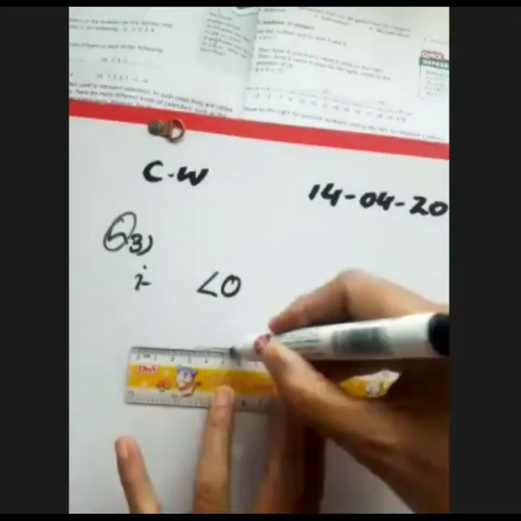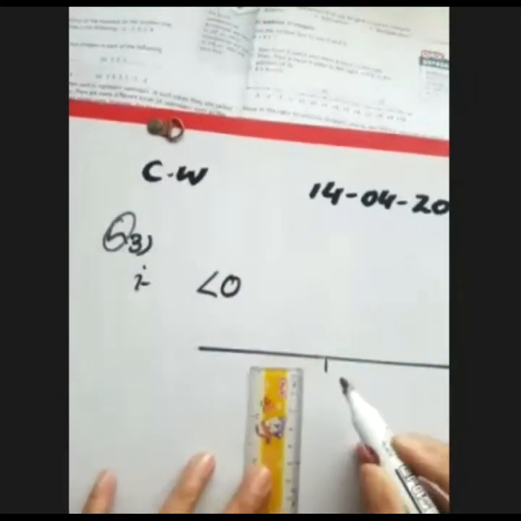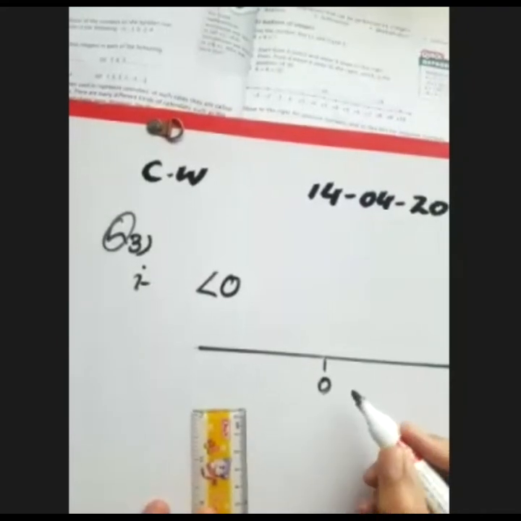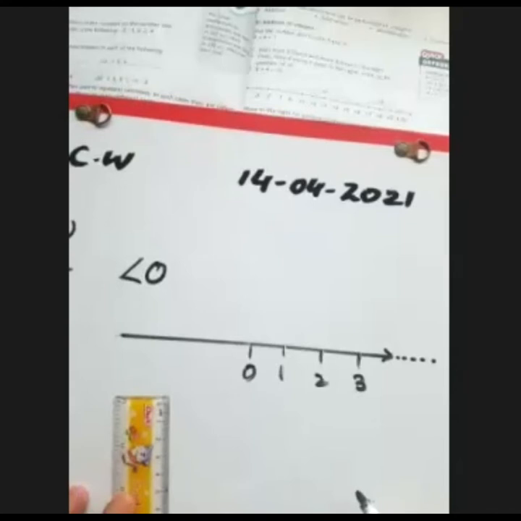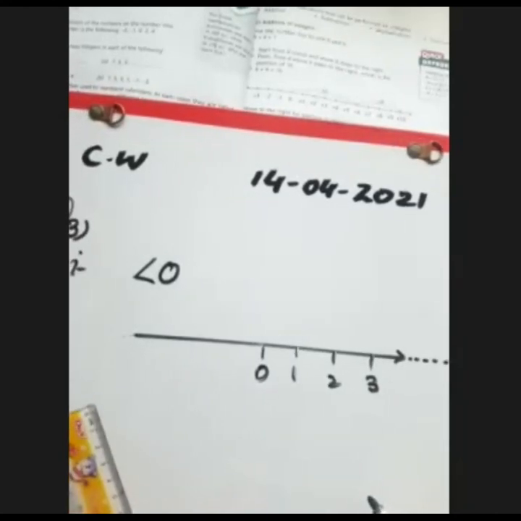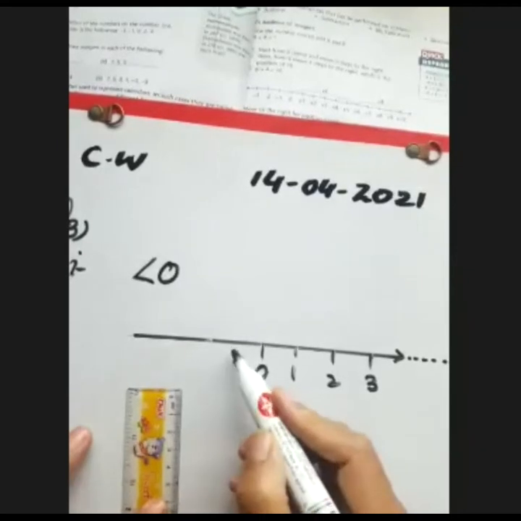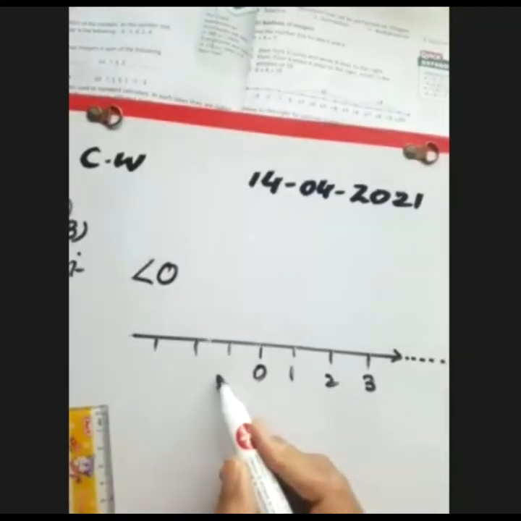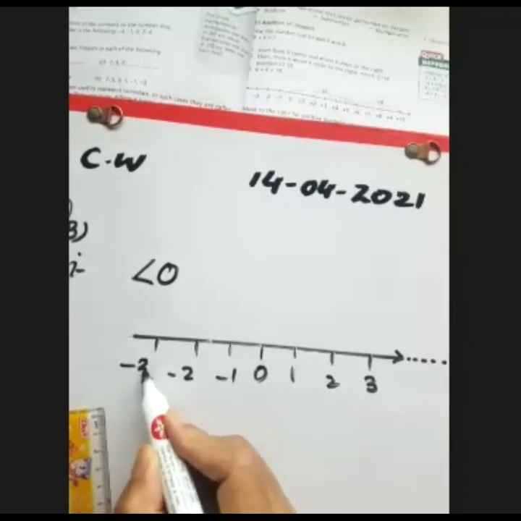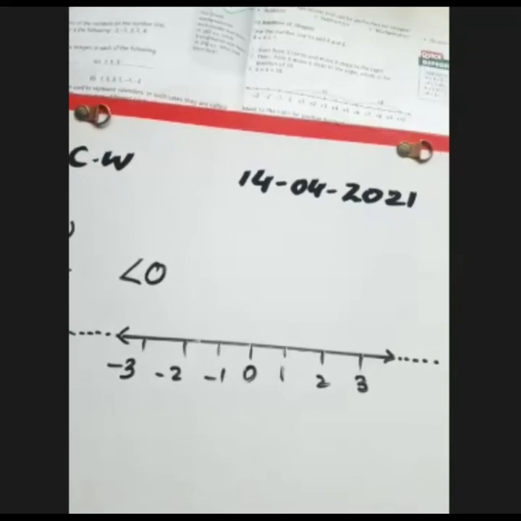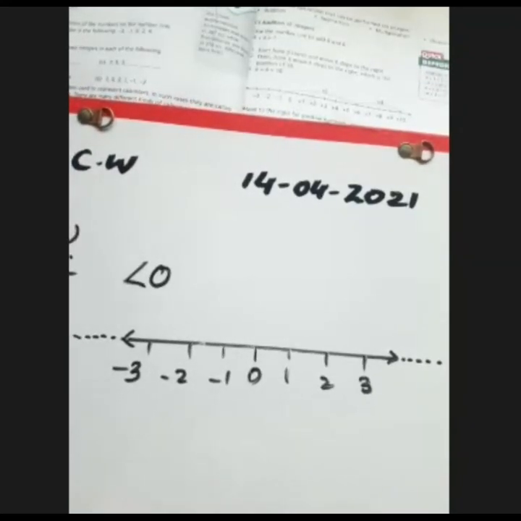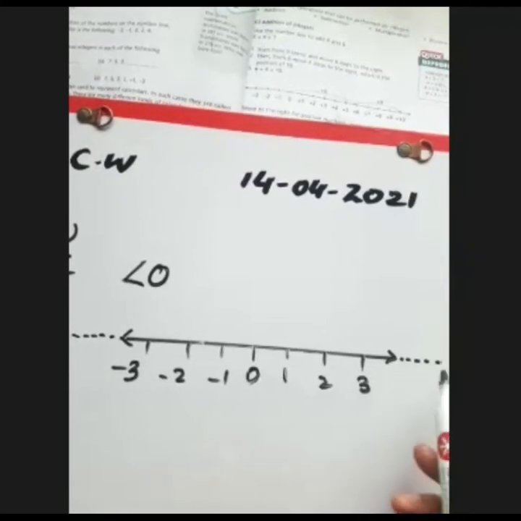On the number line, you draw 0. 0 is the middle point. These are directed numbers like 1, 2, 3. Whatever I am doing, you also have to do. Towards the left hand side, -1, -2, -3, and there is no end to both sides. Directed numbers are there, positive towards the right hand side and negative numbers towards the left hand side of 0.